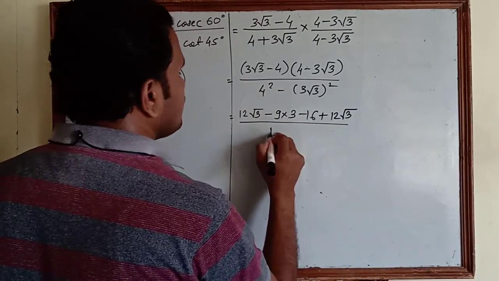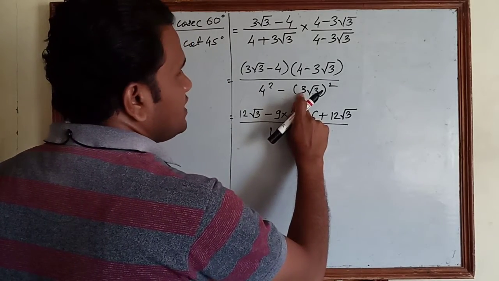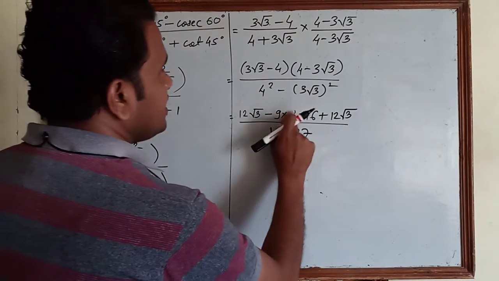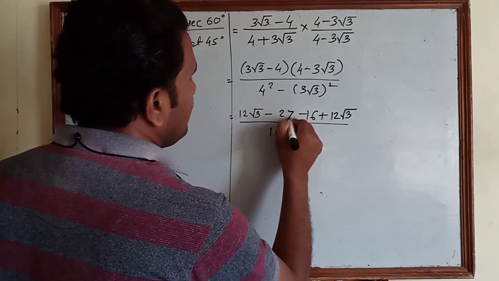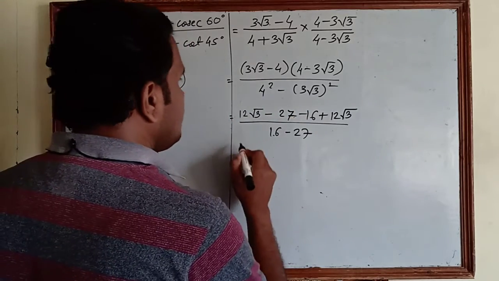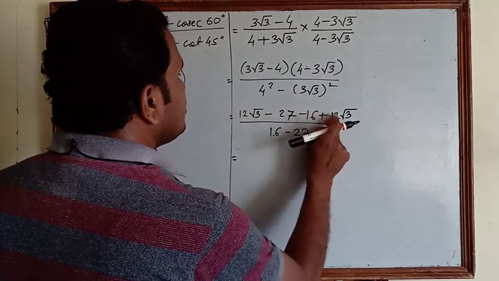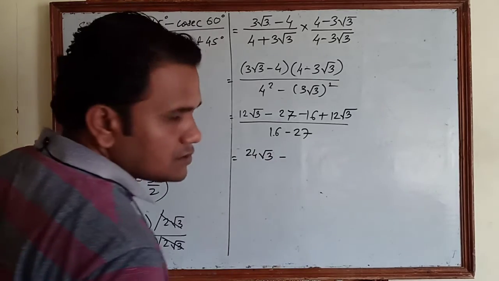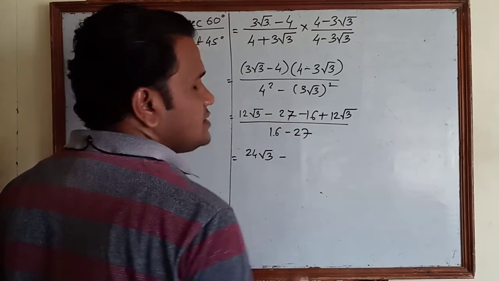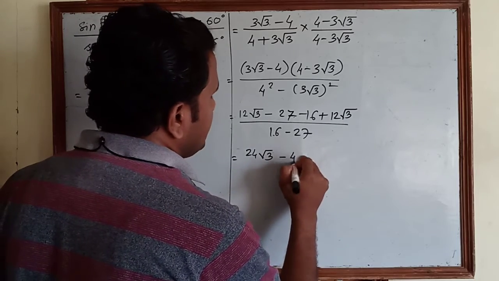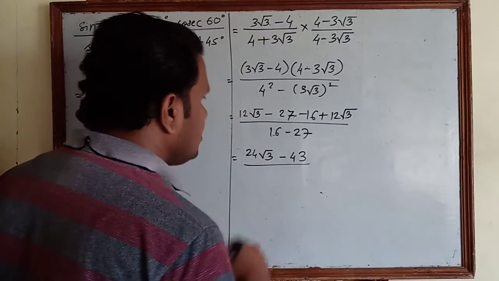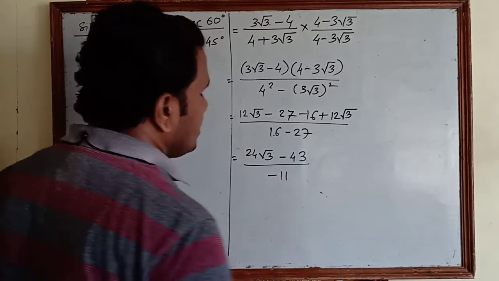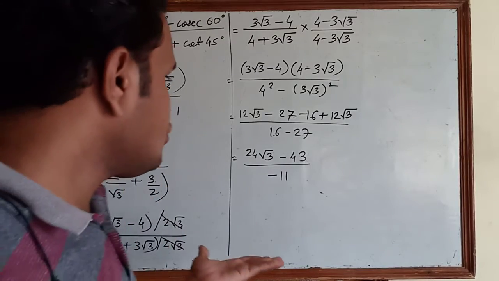In this way, 4 square is 16 minus 3 square is 9, root 3 square is 3. 3 9s are 27. 3 9s are here also, it is 27. Okay. Now 12 root 3, 12 root 3, you got 24 root 3 minus 27 minus 16 gives you minus 43. Then 16 minus 27, it will be minus 11. In this way, this is also your answer.